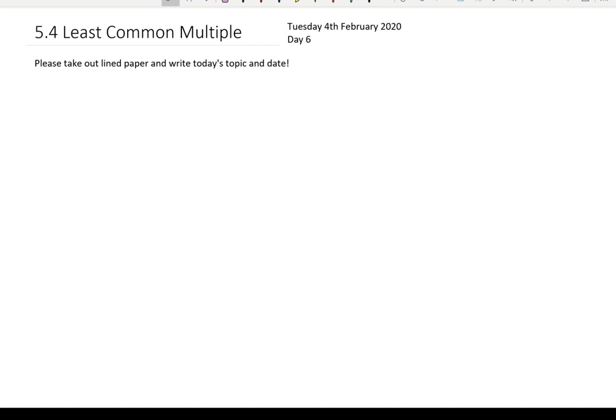So please take out line paper, write down today's topic and today's date. And it's going to be on common multiples. We're continuing from 5.3 and 5.2, which was greatest common factor. Now it's least common multiple.